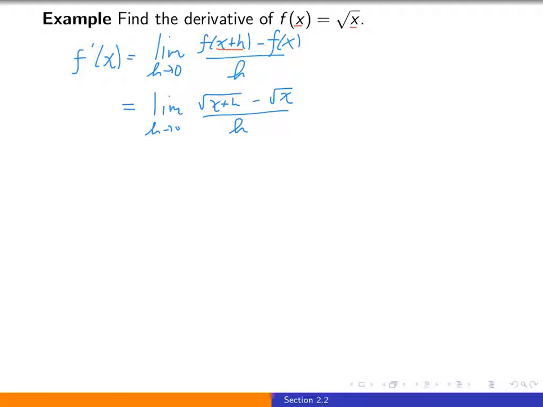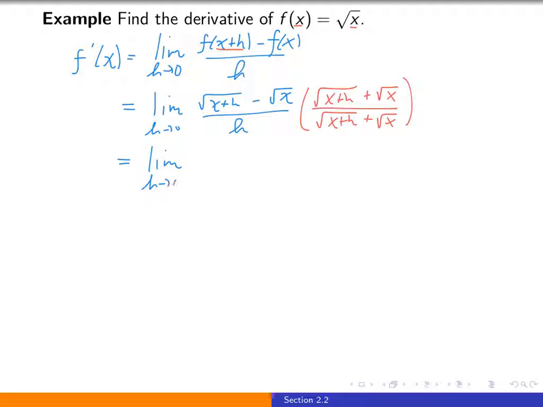We cannot simply plug in h, and really the only algebraic manipulation that I think would help us here is this technique of multiplying by the conjugate over the conjugate. So we're simply multiplying by 1, so we do not change the value of the limit, and we're doing so in a fancy way that allows the numerator to simplify very nicely.